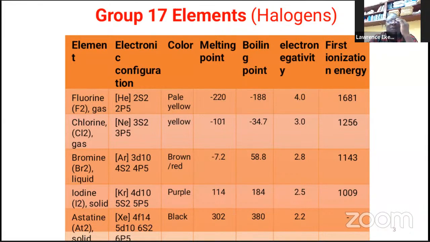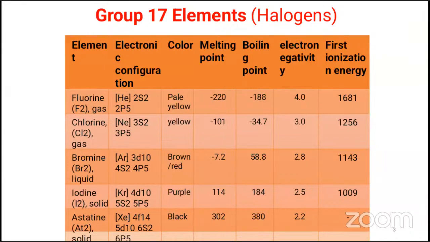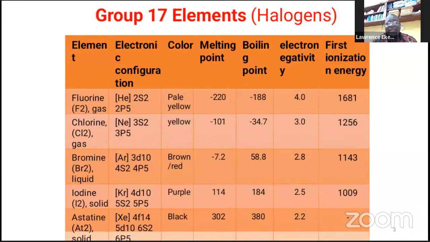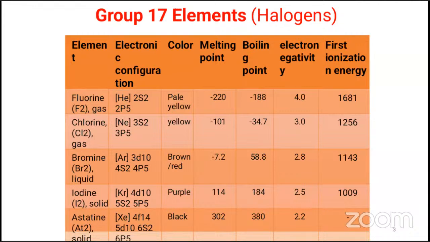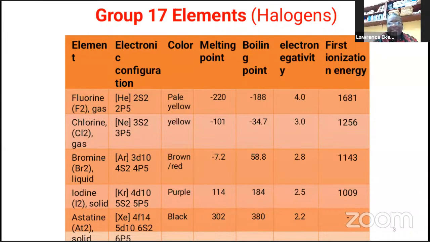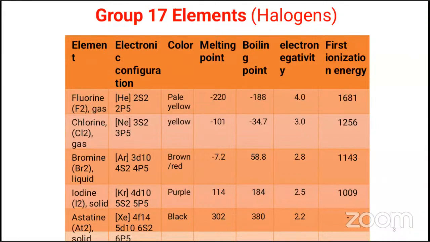Last lecture, we studied group 14 elements, and we said the difference in their properties is basically because of the transition from non-metals to metalloids to metals. But in this case, the halogens are all non-metals. The only metals that would have been there are astatine and Tennessee. They are basically radioactive, and they have a short life span.